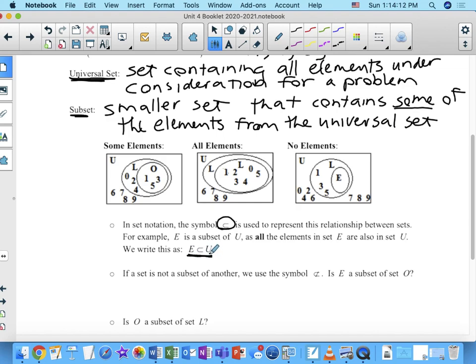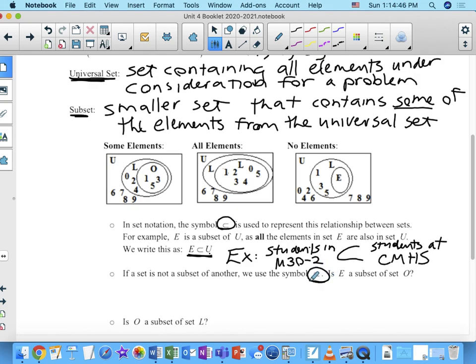Okay? Another example is we could say students in math 30-2 are a subset of students at Central Memorial High School. Okay? Now, if something's not a subset, then we just use the same symbol with a slash through it, like that.